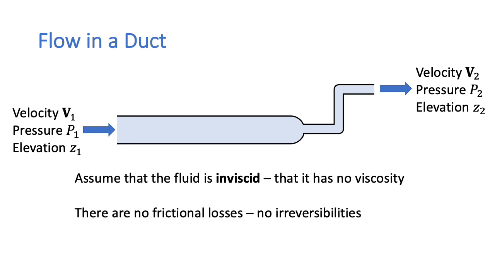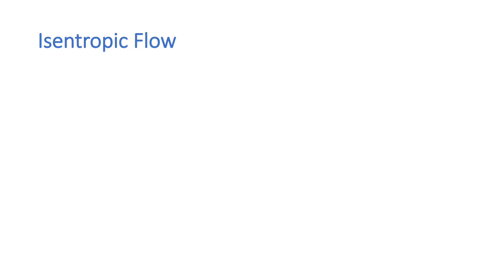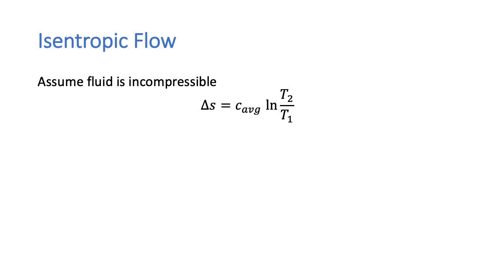If we make this assumption, then there are no frictional losses as the fluid flows, which means that there are no irreversibilities. The flow, therefore, is isentropic. Let us also assume that the fluid is incompressible.